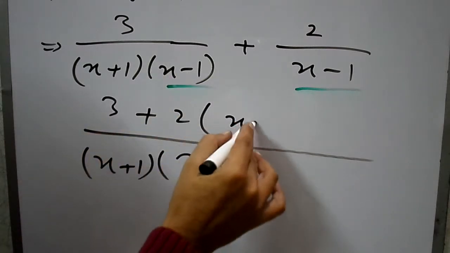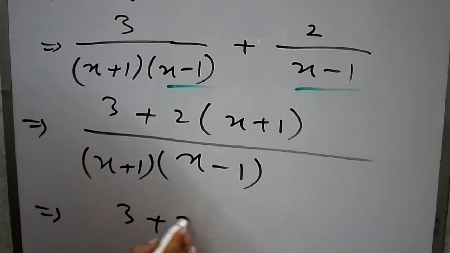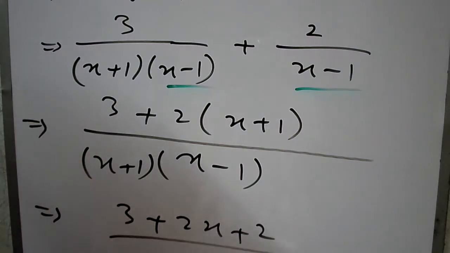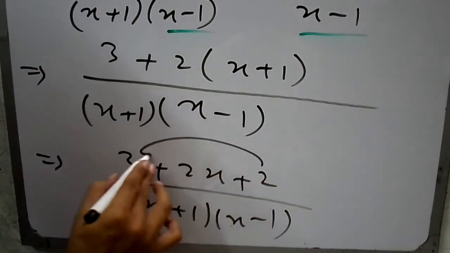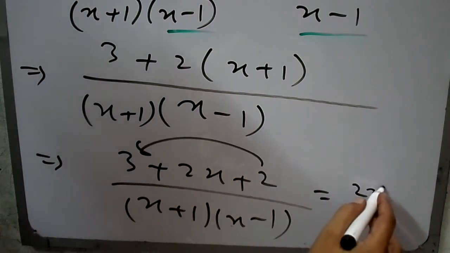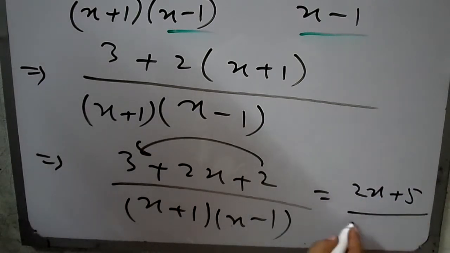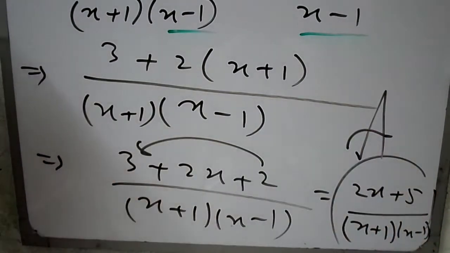So that is your step. 3 plus 2x plus 2. So the similar terms will get 2x plus 5 divided by x plus 1 into x minus 1. So that is your result.